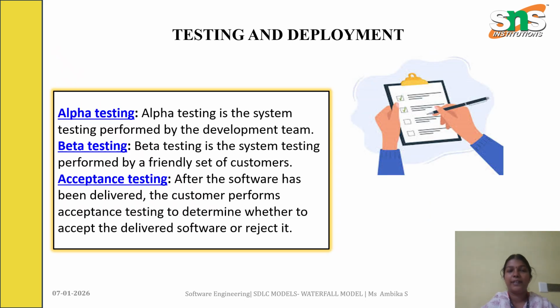It includes alpha testing, beta testing, and acceptance testing. In alpha testing, the testing will be done by the development team. Beta testing, in this case, the testing will be done by a friendly set of customers. Next one is the acceptance testing. Once the software has been delivered to the customer, he will test whether his requirements have been met and whether to accept that software or not.